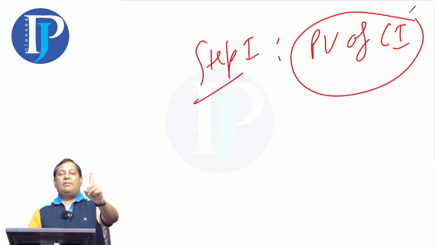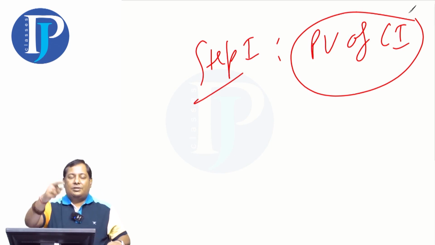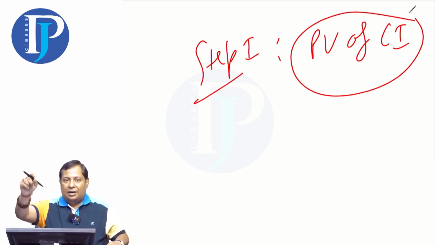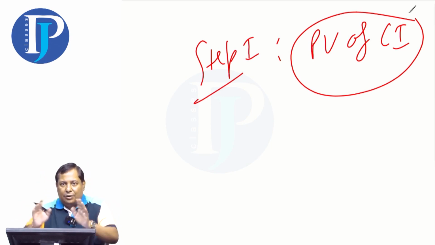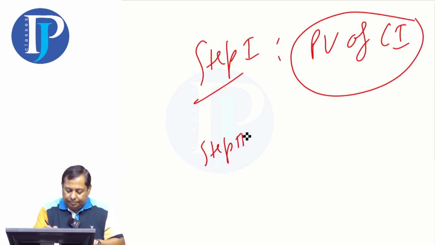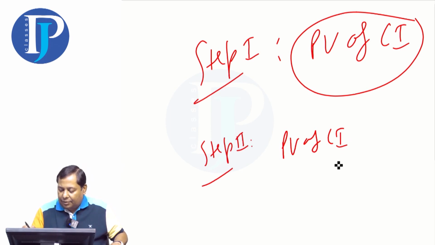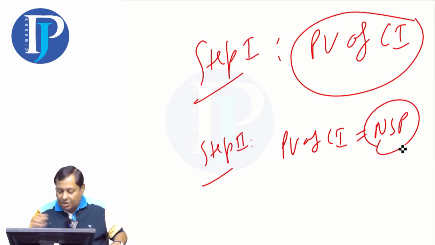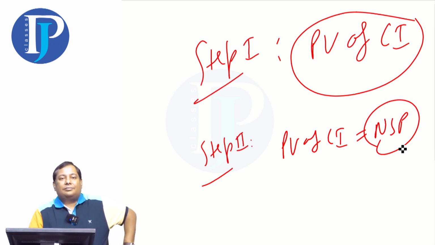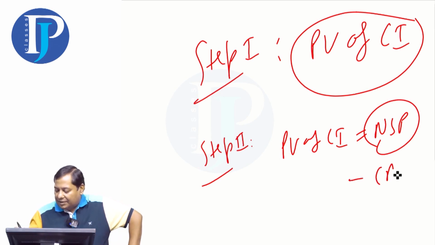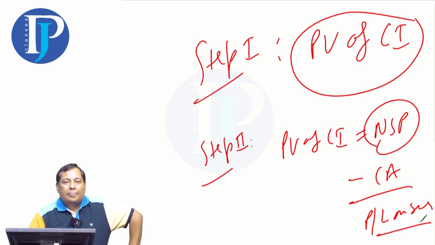For the down payment, the PV factor will be 1. For the first 2 years, the PV factor will be done based on the rate. So the first step is to calculate the present value of the cash inflow. The second step, your present value of the cash inflow is your net selling price. And from this we will deduct the carrying amount. So there will be a profit or loss on the sale.